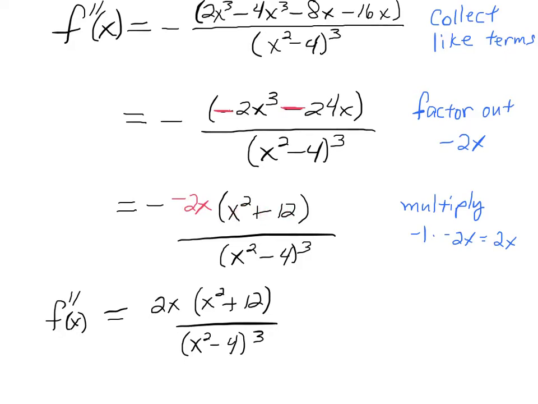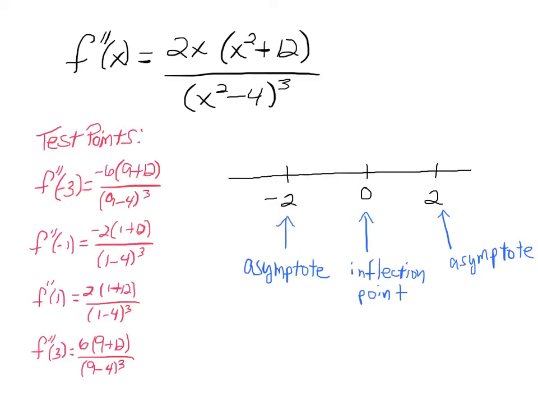You could double check that by saying minus 2x times x squared is minus 2x cubed. Minus 2x times 12 is minus 24x. So that's just checking my work. Then I'm going to take this minus sign times this minus sign, and I'm going to get a positive. And here is the second derivative. So let's do the sign analysis on this second derivative to get the intervals of concavity.